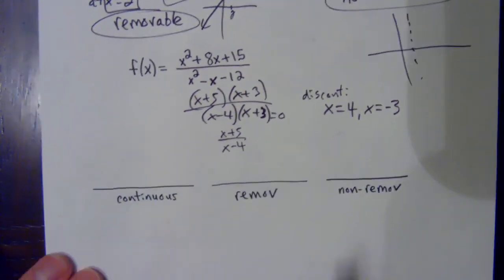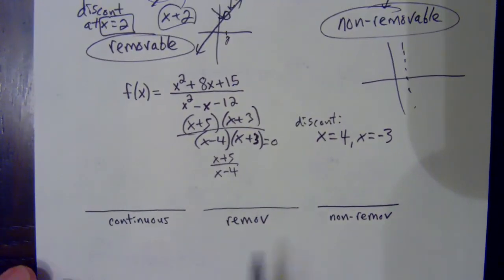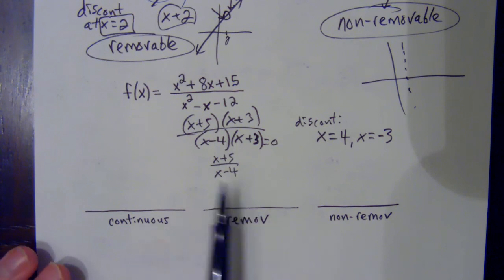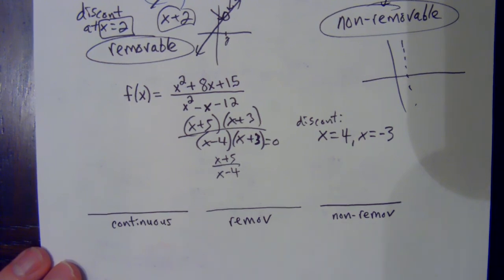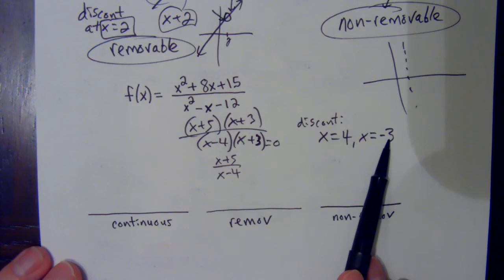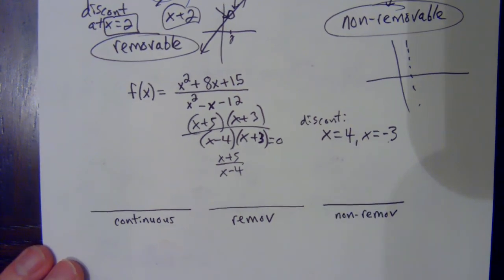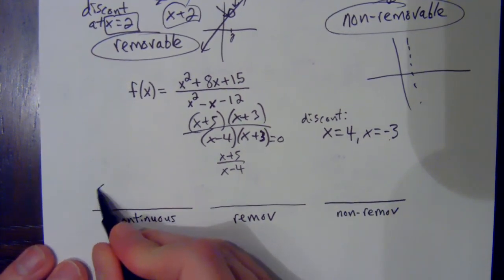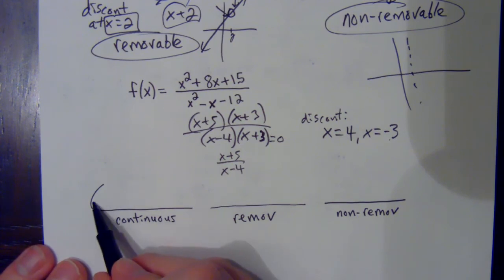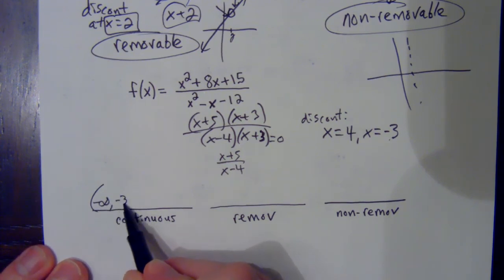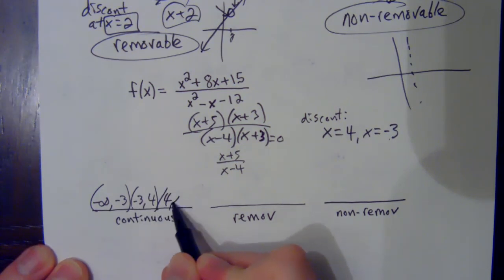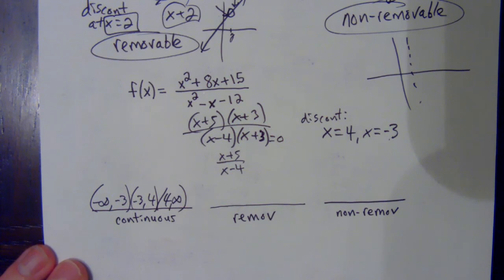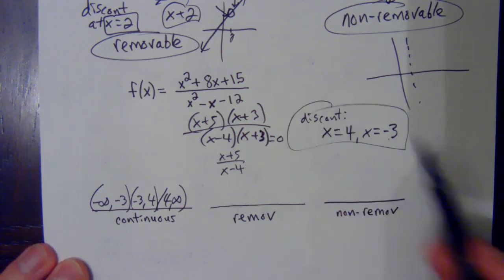Now, just to help you out here, sometimes when I give a test, I might give you a function like this and ask where it is continuous, and then have you classify it as the removable or non-removable kind. If it's not continuous at x equals 4 and negative 3, that means it is continuous everywhere else. So using interval notation, you go from negative infinity to negative 3, skip over that, go from negative 3 to 4, skip over that, go from 4 to infinity. That's where the graph is continuous, because it's discontinuous at those two numbers.